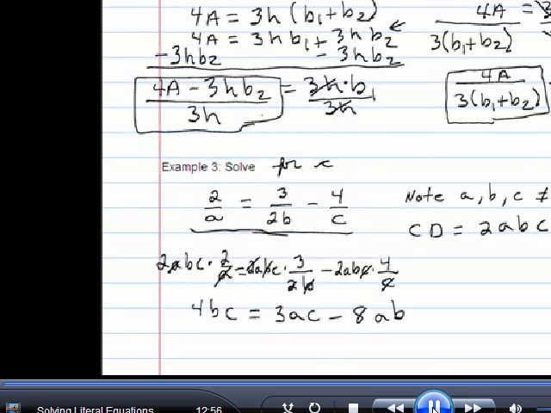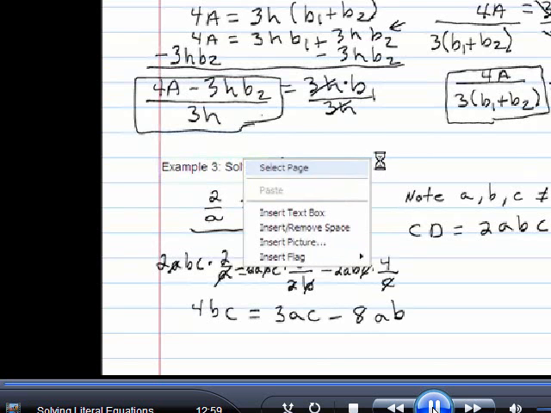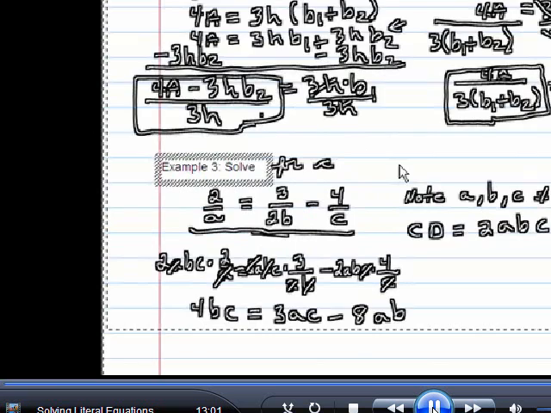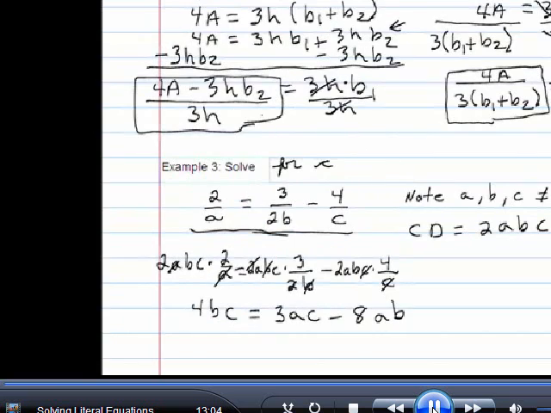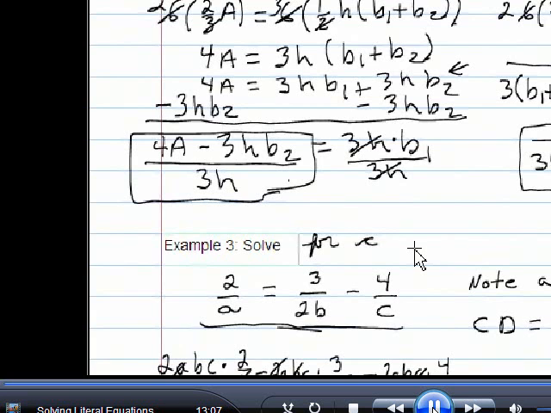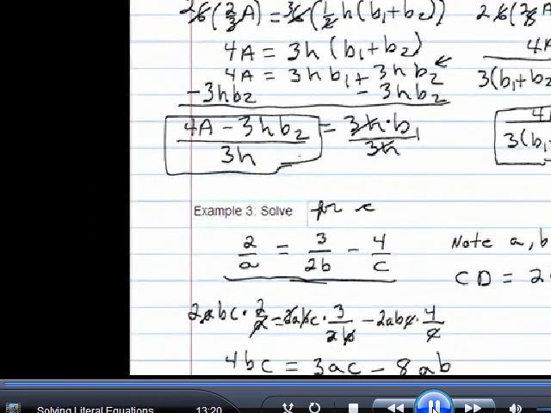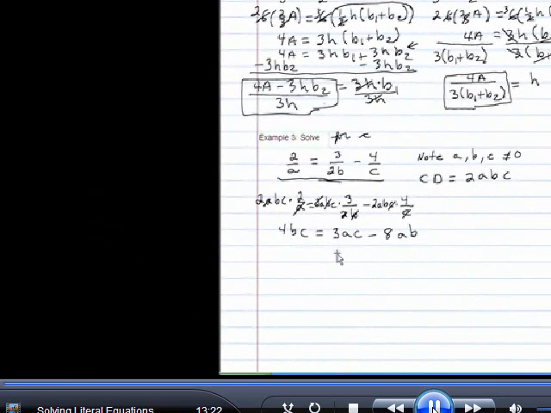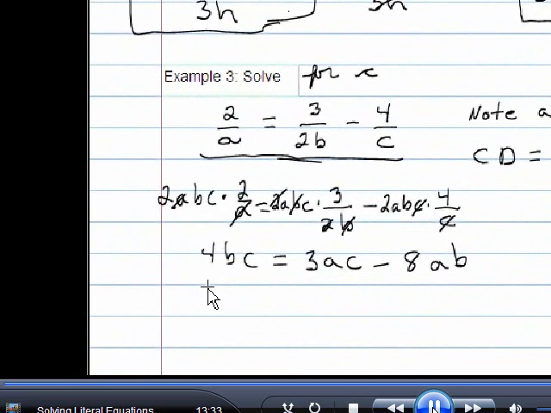Now, don't lose sight of the prize. We are solving for c, so we need to get all our c terms on one side and all our non-c terms on the other side. It really doesn't make any difference which side we get our c terms on. If I move the 3ac over to the left, that's okay, but my 8ab will be negative. No real problem there. I'm going to move my 3ac to the left. That only has me moving one term.